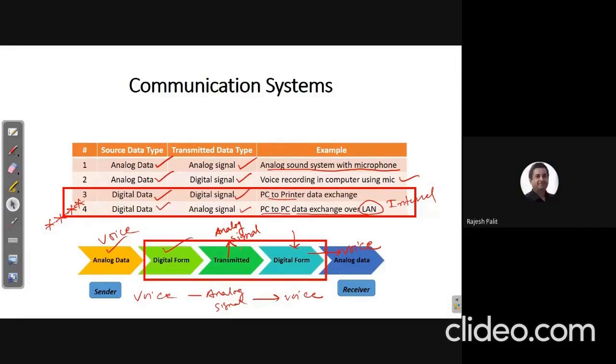So the thing is, sending digital data using analog signal is convenient for the communication system. Sending digital data using analog signal is convenient for communication system. Why? Can anybody explain why this is the case, or what is the reason behind that?